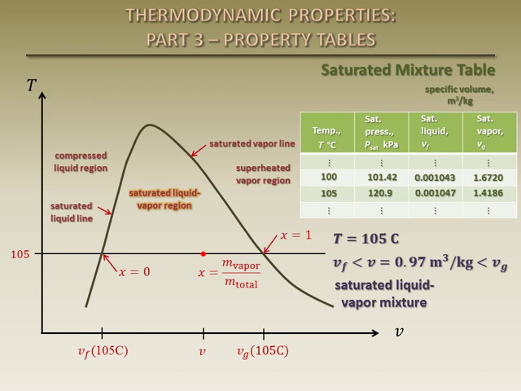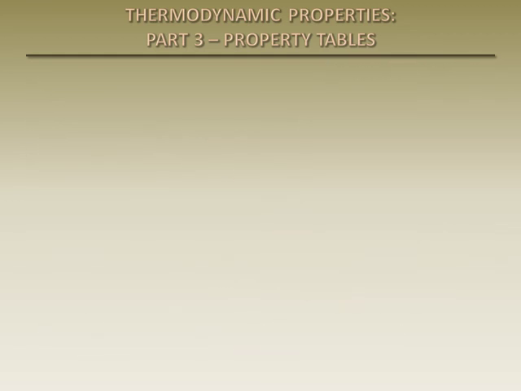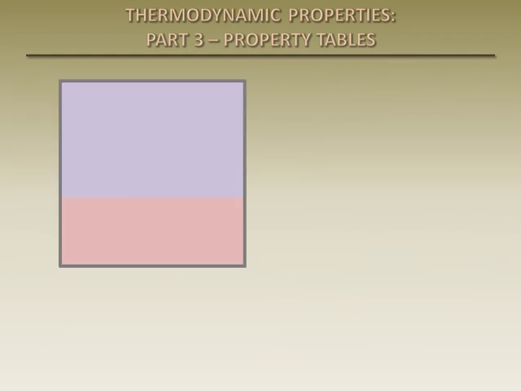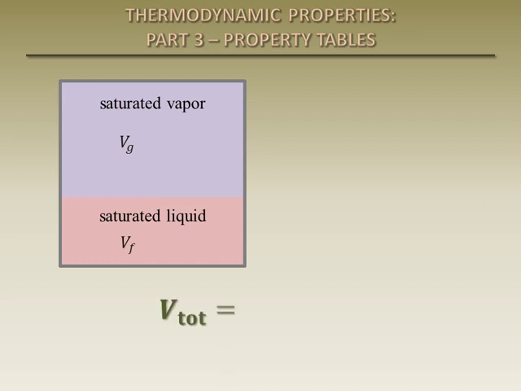We will now take a closer look at the quality of a saturated liquid vapor mixture and derive an equation that we can use to calculate the quality. Suppose there is a saturated liquid vapor mixture enclosed in a container. The volume of the vapor is Vg and the volume of the liquid is Vf. The total volume of the mixture is the sum of these two volumes.